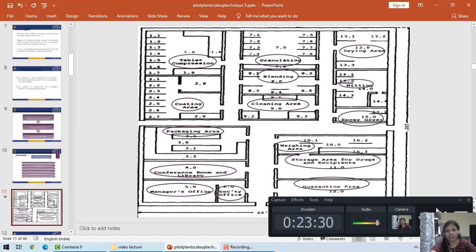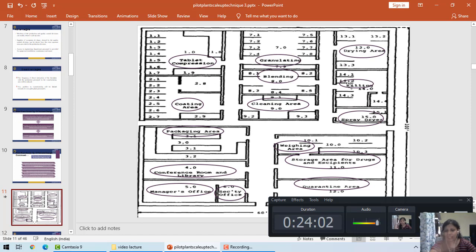So here you can see that in the chart different areas which are related to tablet manufacturing are given. This is the quarantine area. This is the storage area for drugs and excipients which we are receiving from the suppliers. Then this is the weighing area where we have to weigh the proper amount related to the dosage form. Then this is the spray drying area, this is the milling area, this is the drying area.